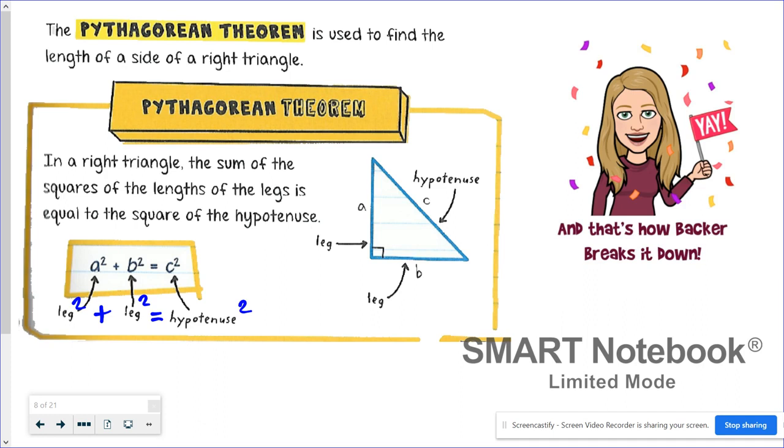Hi everyone. This episode is special to you because I'm going to go over example 4 from lesson 7.1. Lesson 7.1 is all about the Pythagorean theorem, and we know the Pythagorean theorem can be used to find missing sides in right triangles. We all kind of have it memorized as a squared plus b squared equals c squared. I like to think of it as leg squared plus the other leg squared equals the hypotenuse squared.